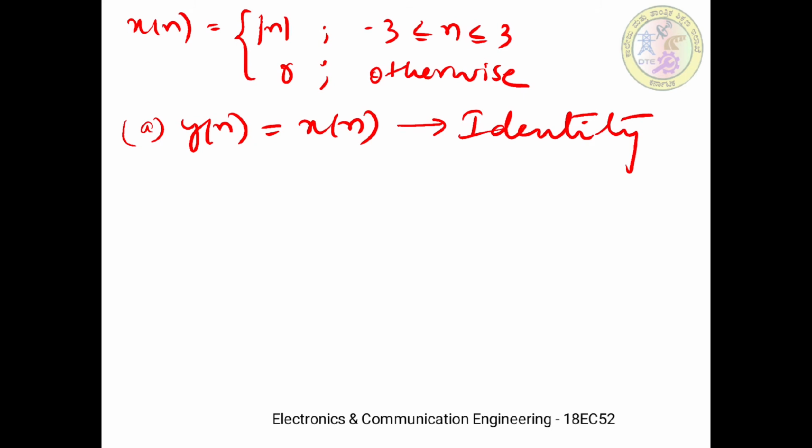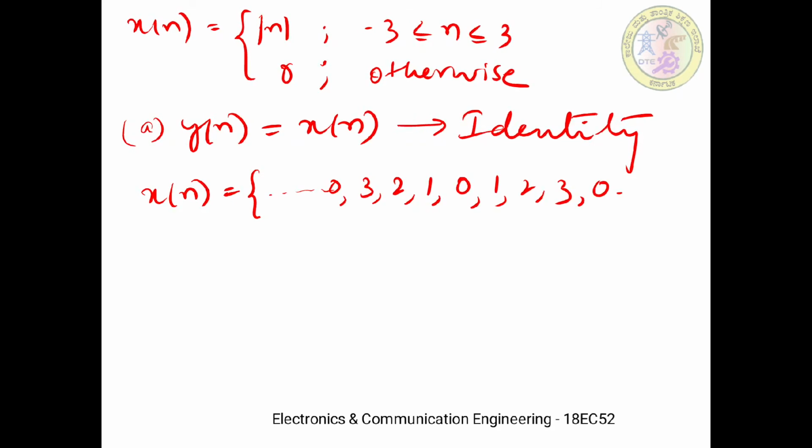This is known as an identity system. Because every y of n sample is the same as the x of n sample only, whatever x of n you provide, for example as described in the problem, x of n can now be written as 3 2 1 0, again 1 2 3, afterwards 0, so same.